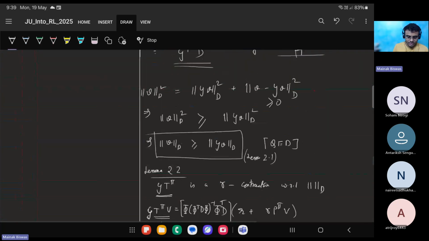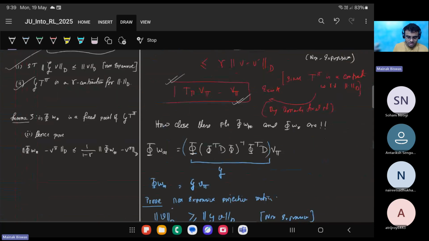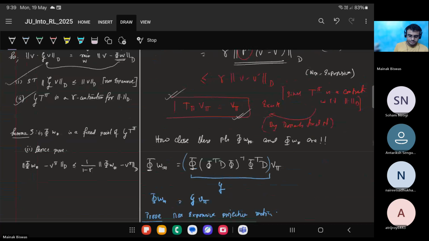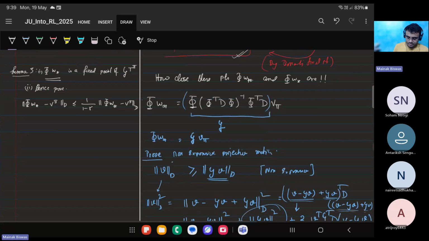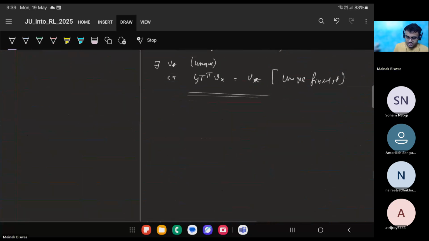Okay, so now we'll go to the final lemma of today's session. That is, we will show that phi W star is the fixed point of G T pi. How do I show that is the question. So I will say this is lemma 3.1.